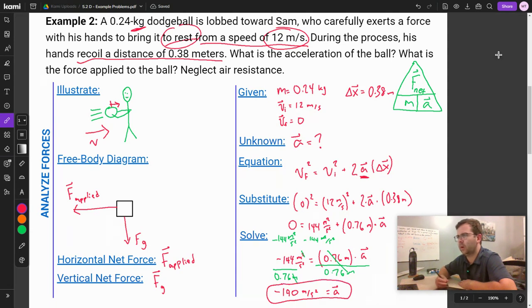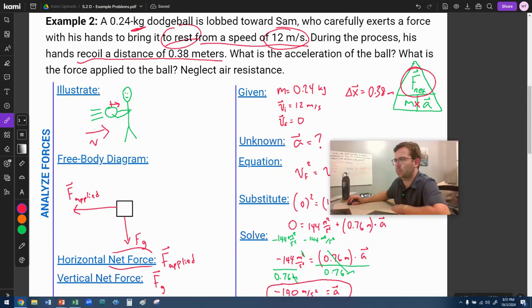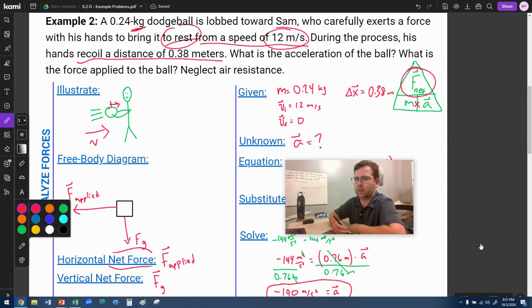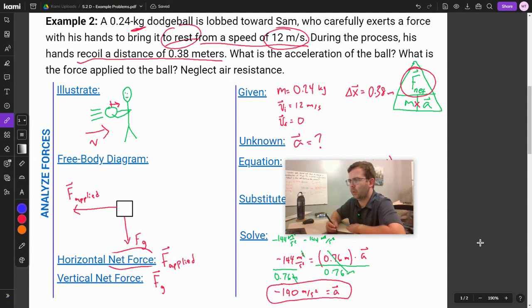But there's a second question here, and that is, what is the force applied to the ball? So in this case, the applied force is equal to the net force. Right, and so because of that, we can use this equation. We want to solve for the net force, and so we're going to take the mass of the ball and multiply by the acceleration of the ball. I'm going to move myself up here a little bit and do it in the corner in a different color. So the applied force, aka the net force in this case, equals mass times acceleration.